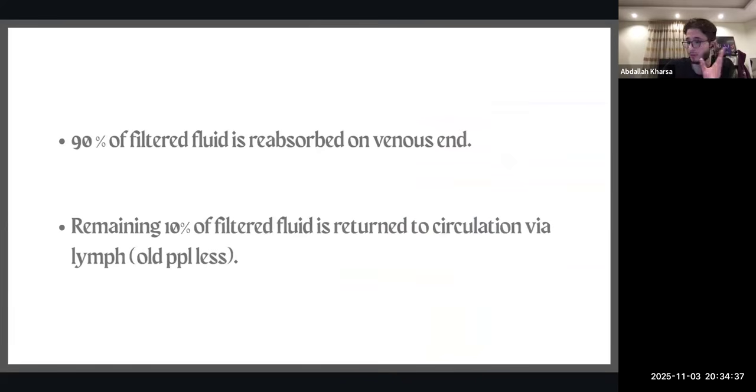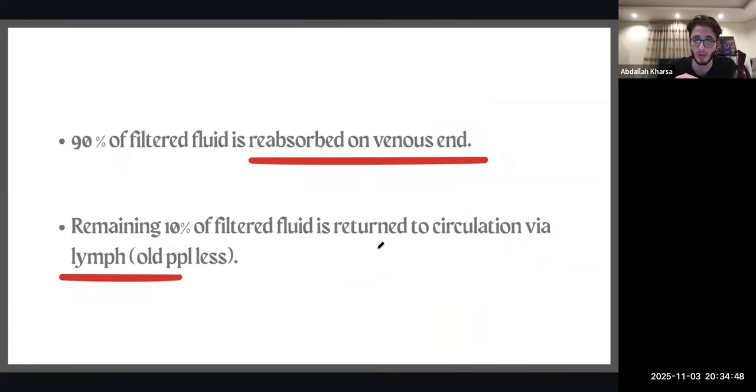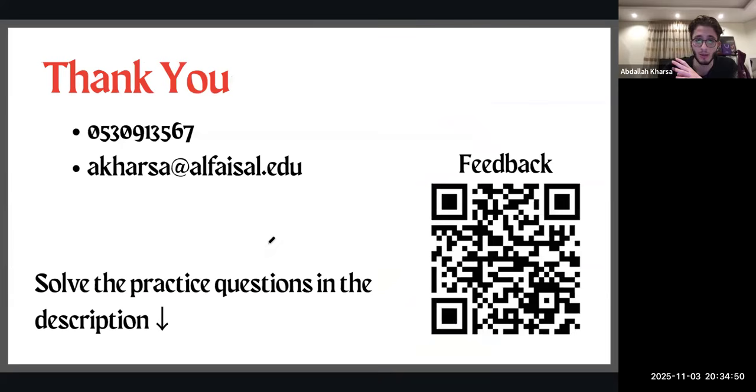This is some more information that isn't important at all. I literally just put it here for completeness. Some of the fluid that is filtered is reabsorbed in the veins. Some of it is returned by the lymph. That is it.